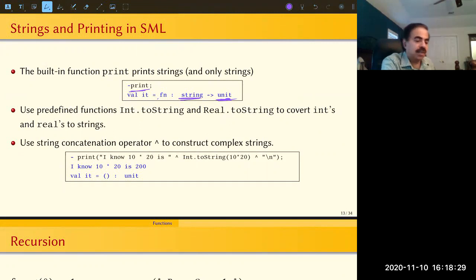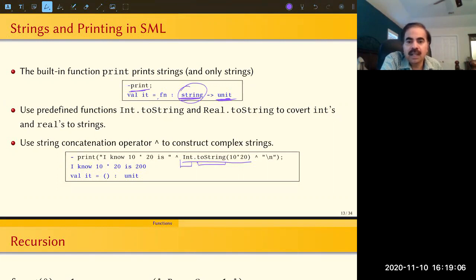So one thing to remember is that print only prints strings, right? It doesn't know how to print integers or real numbers. So it knows only to print strings. So if you want to print an integer, then you have to use a support function like this. Now you see something that seems much longer than what you have seen so far, but it's basically a function called toString and in a module called int.